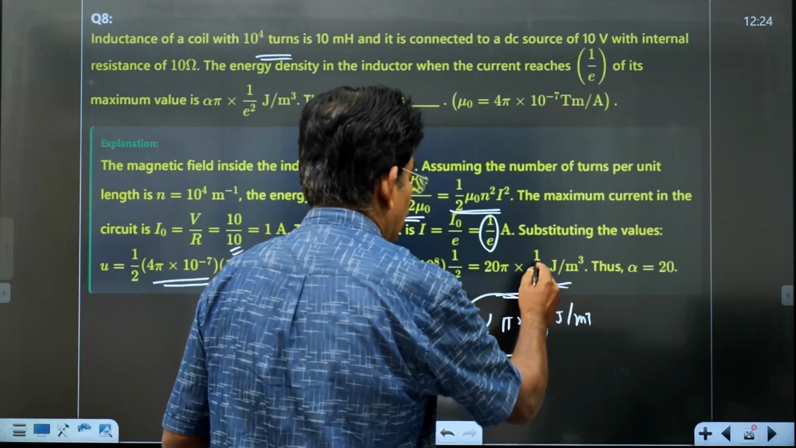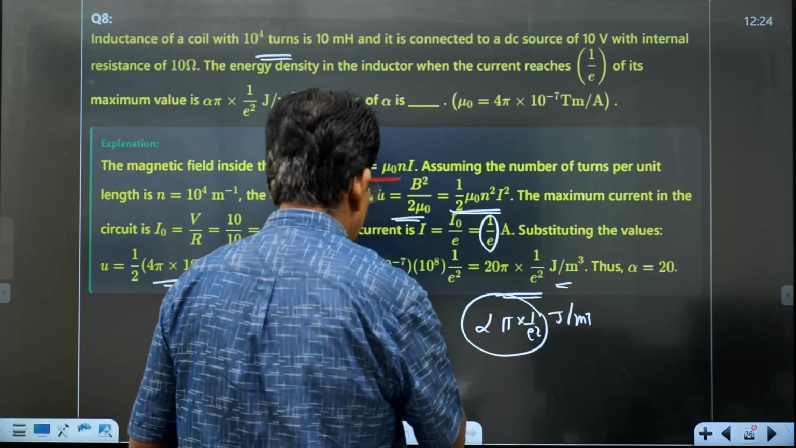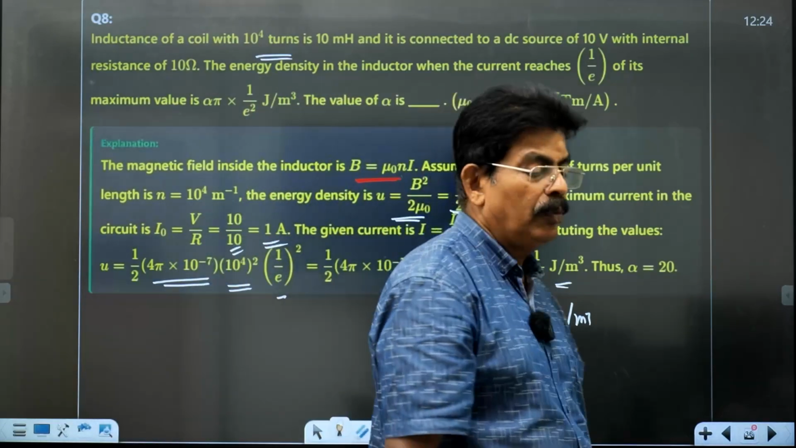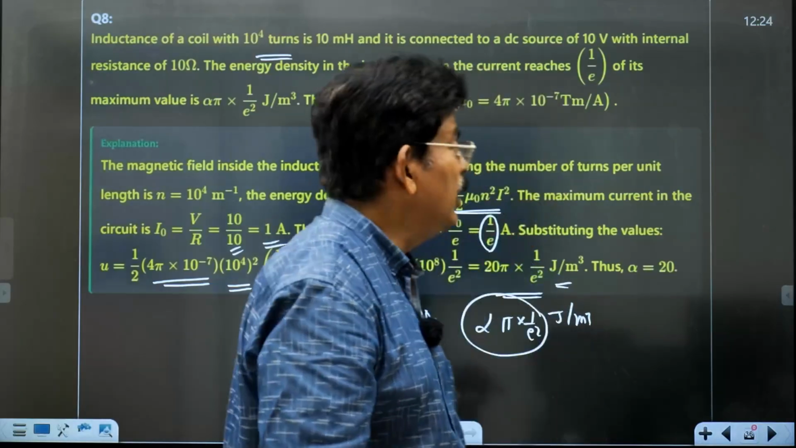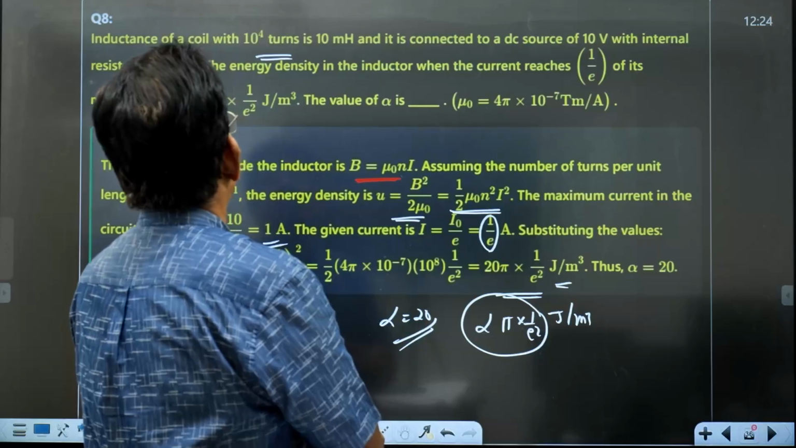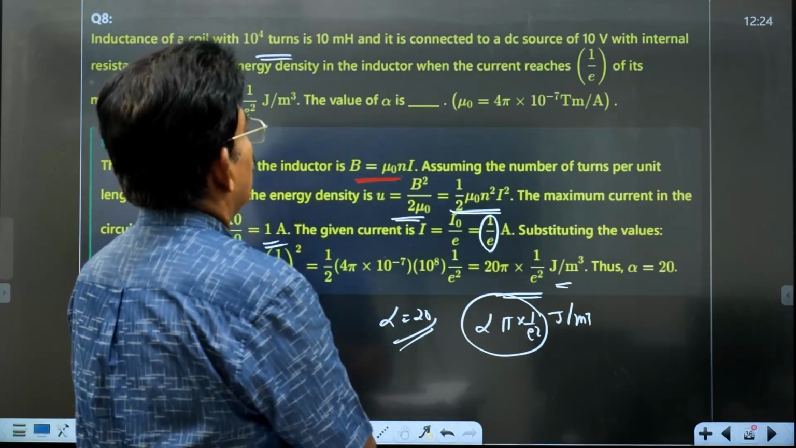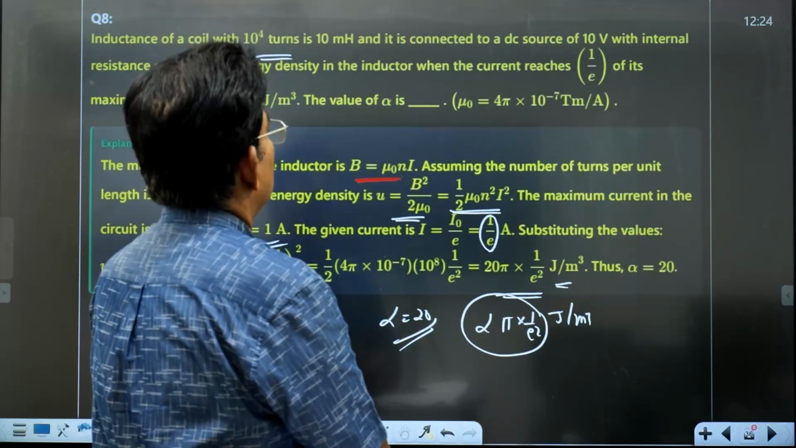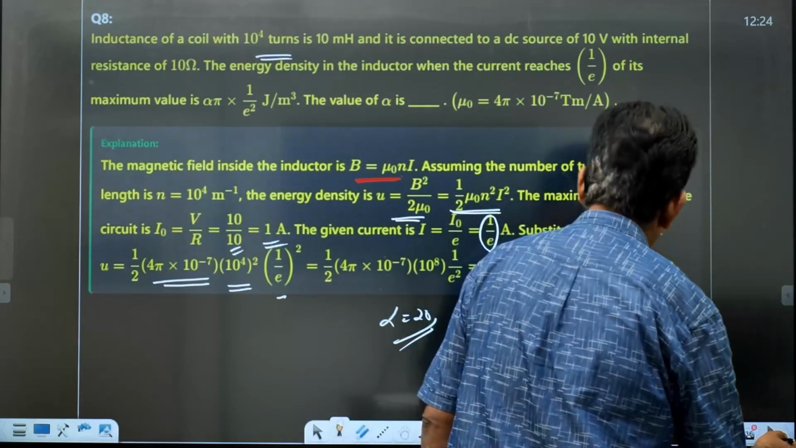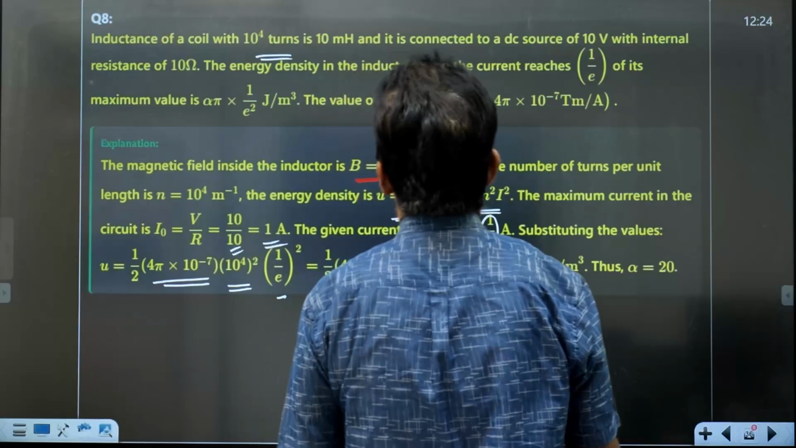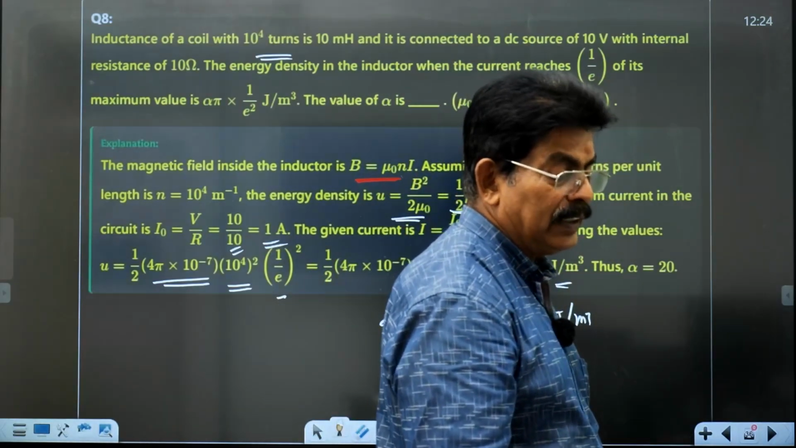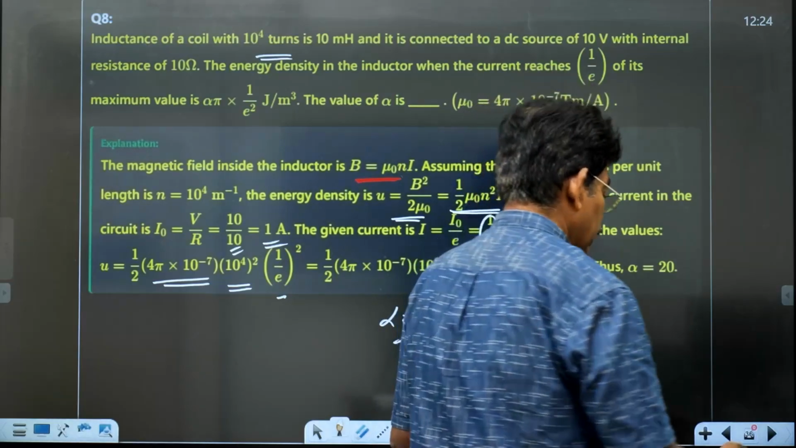Comparing 1 by E square, pi, who is in place of alpha? Alpha is coming to be 20. Okay. So here we don't require the value of B. 10 millihenry is not required here. Isn't it? Okay. Because it is told to be an inductance coil, and it's not specifically mentioned, we can take it as a circular coil. We have taken it like that.